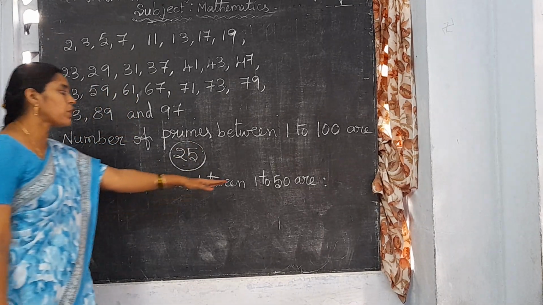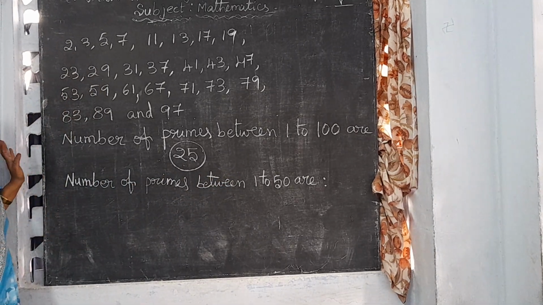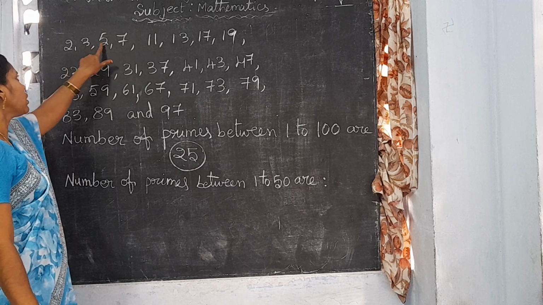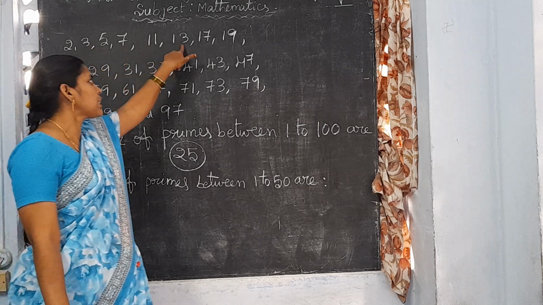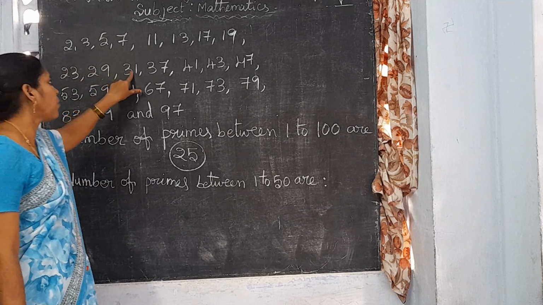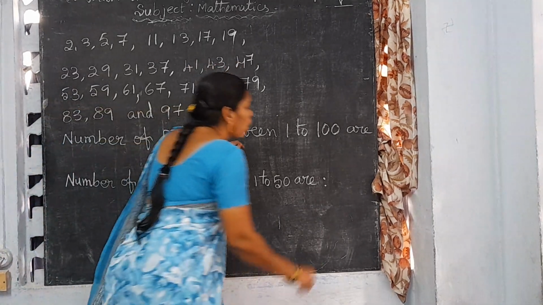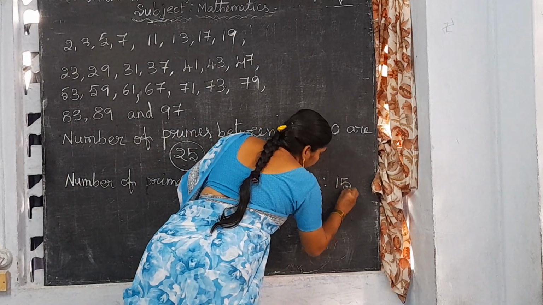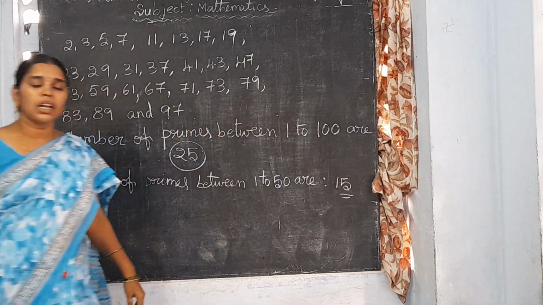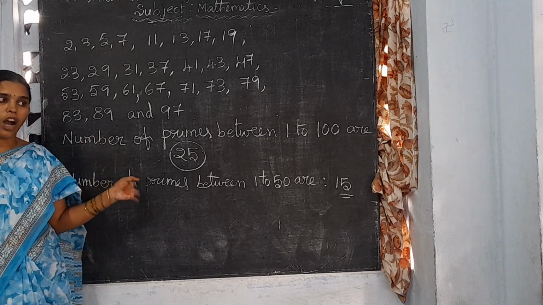Number of primes between 1 to 50 are, how many are there? 1 to 50. See here. 1, 2, 3, 4, 5, 6, 7, 8, 9, 10, 11, 12, 13, 14, 15. So how many are there? 15. Is it clear, children? Learn what are prime numbers and what are composite numbers.